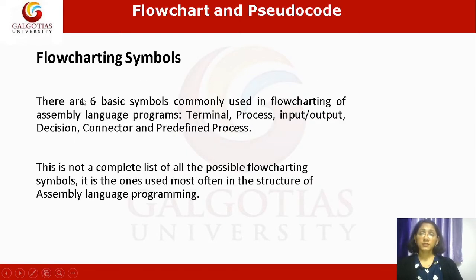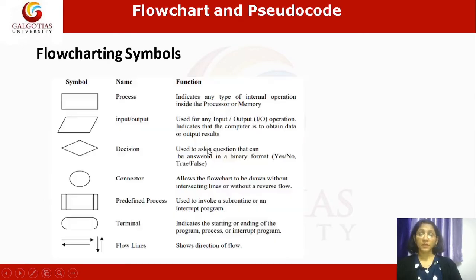Although there are multiple symbols used for designing flowcharts, the most commonly used symbols are terminal, process, input output, decision, connector, and predefined process. The rectangle symbol is used for process. It indicates the type of internal operations inside the processor or memory. The trapezium is used for input output operations.